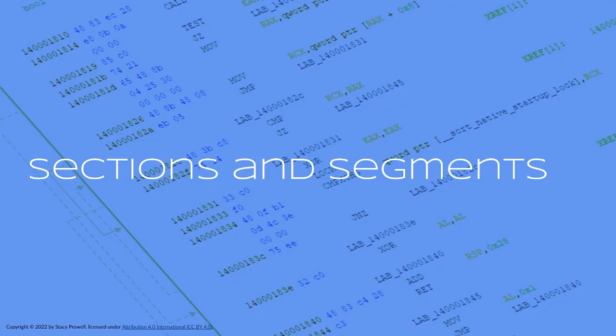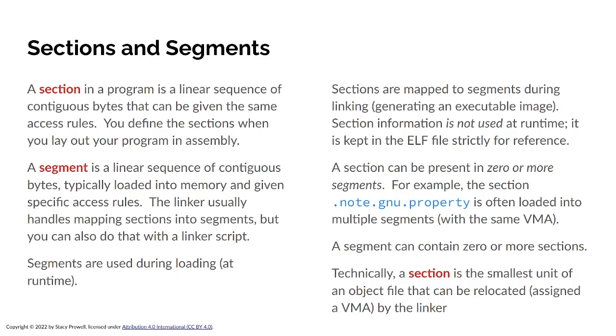Let's talk about sections and segments. A section in a program is just a linear sequence of stuff that has the same access rules. It's executable, or it's not executable, or it's writable, or it's not writable, so on. A segment is a section of contiguous bytes loaded into memory and given specific rules. So sections you declare when you write your assembly code. The linker sees that and tries to lay them out into segments, which can then be allocated against pages and loaded into memory and have certain access rules associated with them.